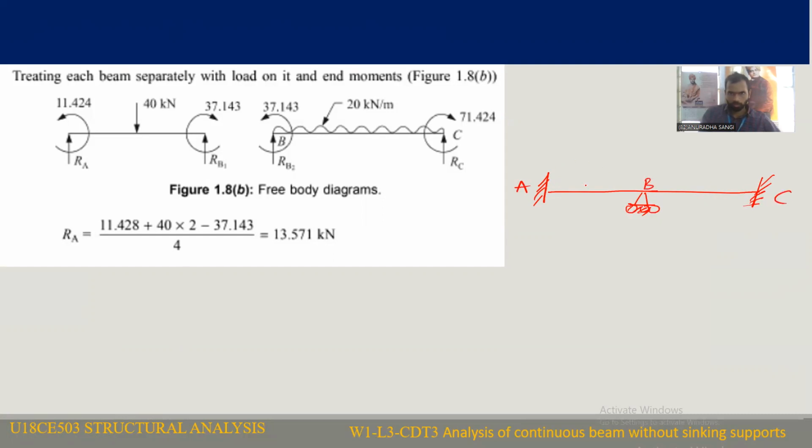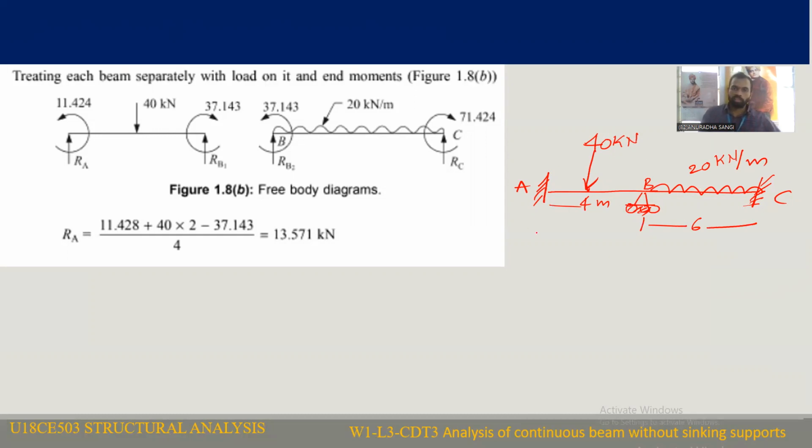Okay. AB span length is 4 meters and it is subjected to a 40 kilonewton load, and BC span is subjected to a uniform distributed load. Its intensity is 20 kilonewton per meter and its length is 6 meters. This is 6 meters. This is 4 meters. Okay, so this is the given figure.